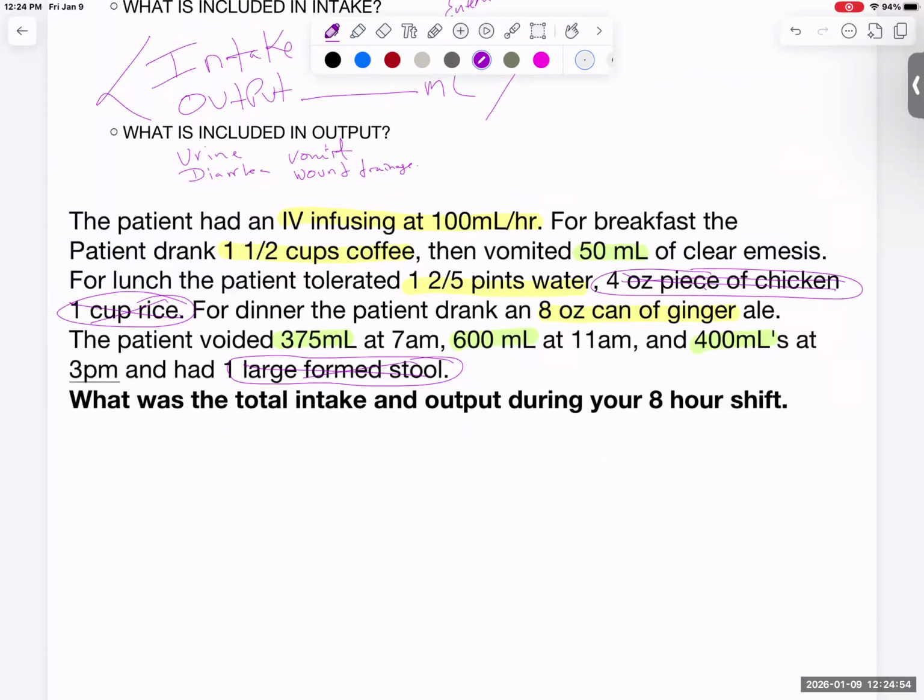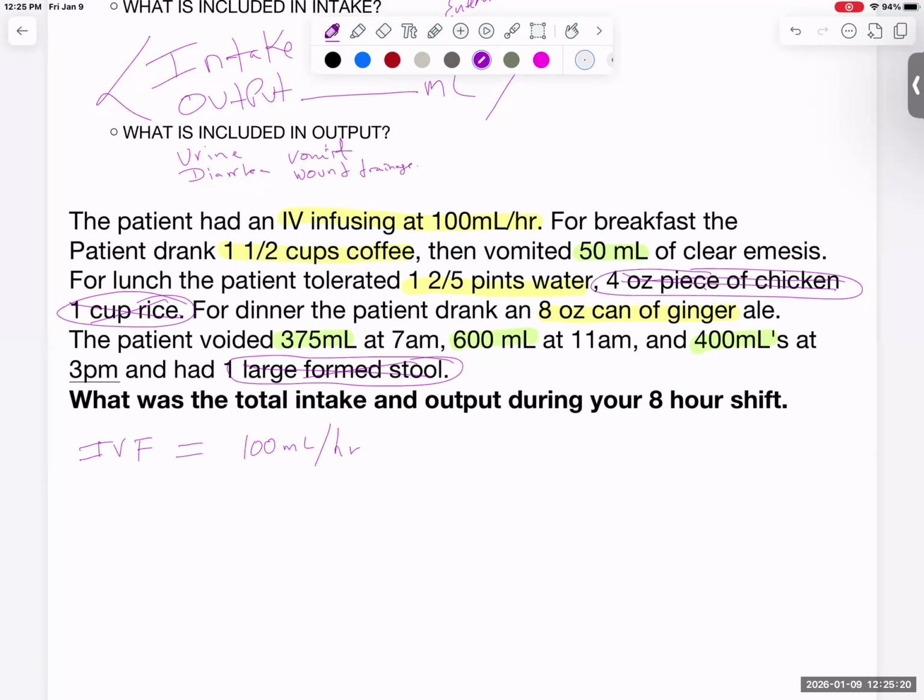For the 8-hour shift, you said the IV fluid was part of the intake. What's the first thing you would write about the IV fluid? How much are you going to write on the intake and output form? Multiply by 8. 2,400. Okay, I heard two different answers, so let's look at it. It's 100 milliliters an hour. So every hour they're getting 100 milliliters.